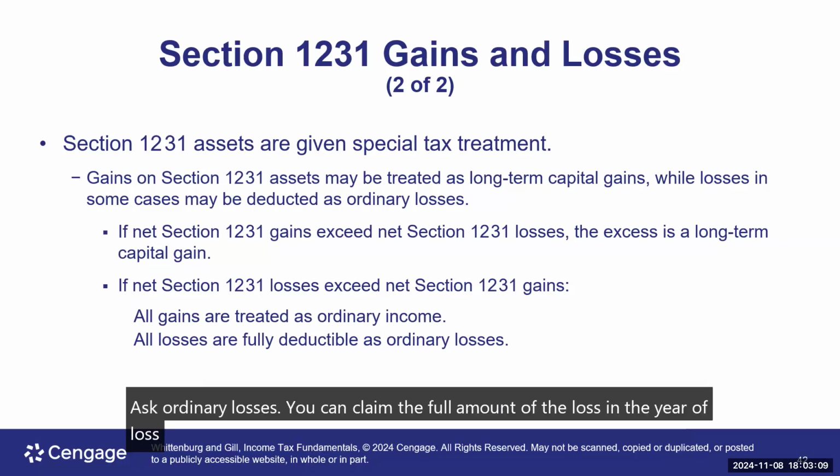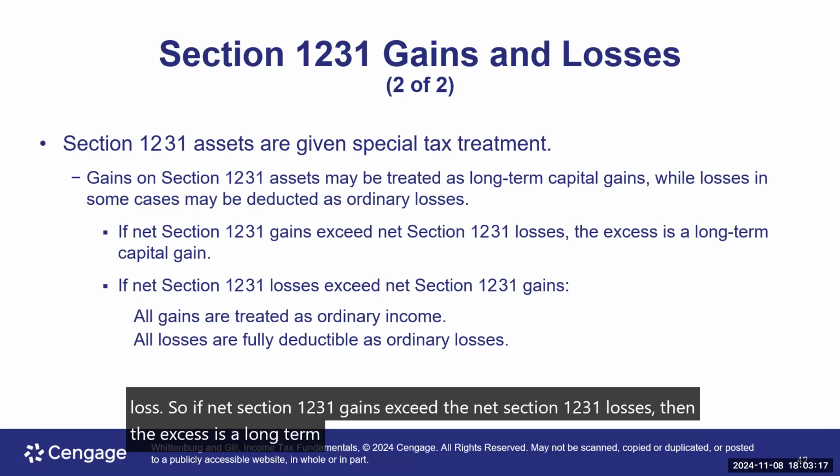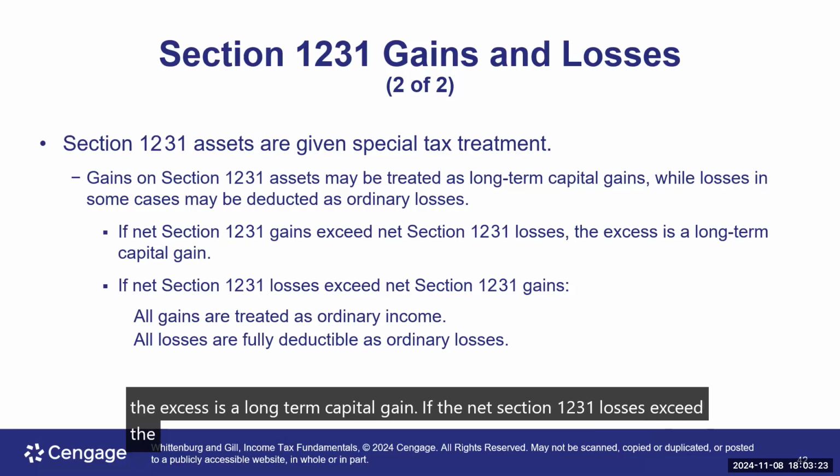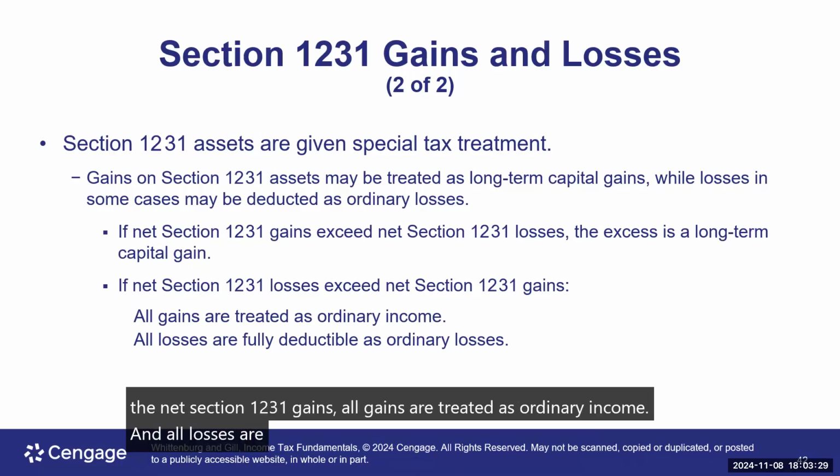So if net Section 1231 gains exceed the net Section 1231 losses, then the excess is a long-term capital gain. If the net Section 1231 losses exceed the net Section 1231 gains, all gains are treated as ordinary income, and all losses are fully deductible as ordinary losses.